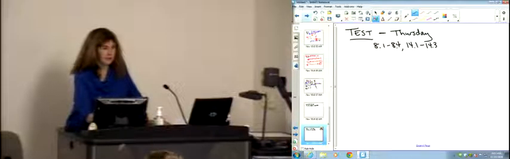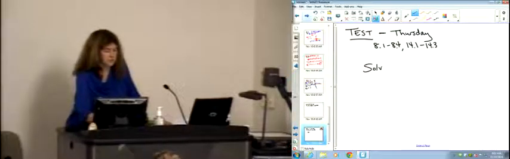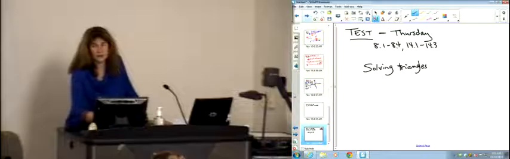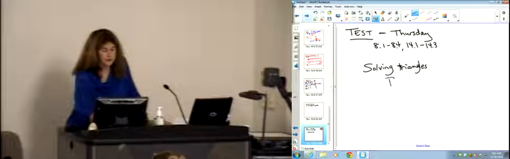We started out talking about triangles. We did a lot with triangles. That's all Chapter 8's about. It's triangles and solving triangles. So we worked on solving triangles, which means finding all missing angles and sides. Okay. In solving triangles, we first worked with right triangles.